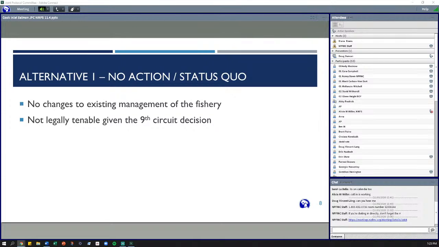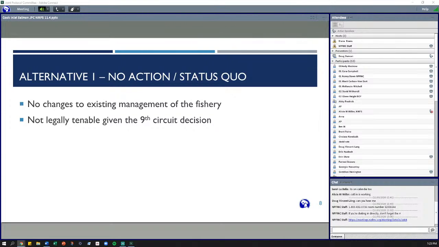We'll begin with alternative 1, which is the no action alternative, status quo. Under this management option, no changes would be made to management of the fishery or the federal FMP. This is not legally tenable given the Ninth Circuit's decision. However, the National Environmental Policy Act requires that we analyze a no action alternative, so there's a baseline for analytical comparison.